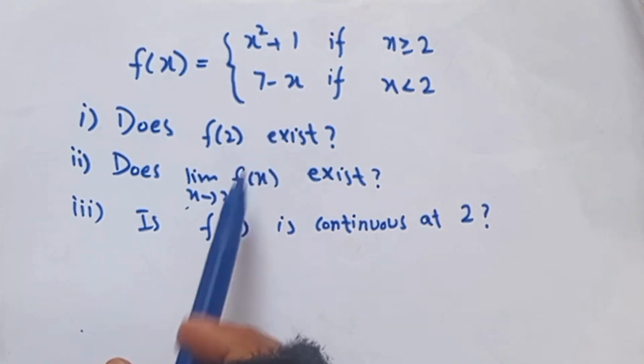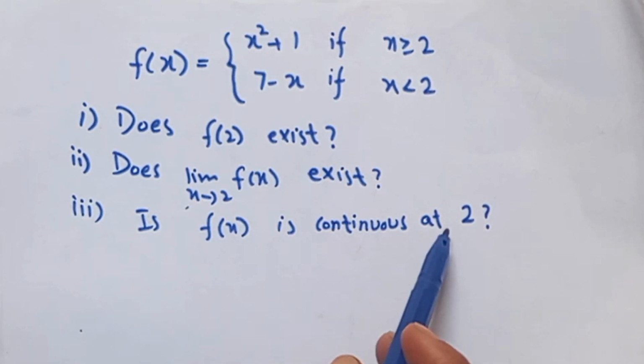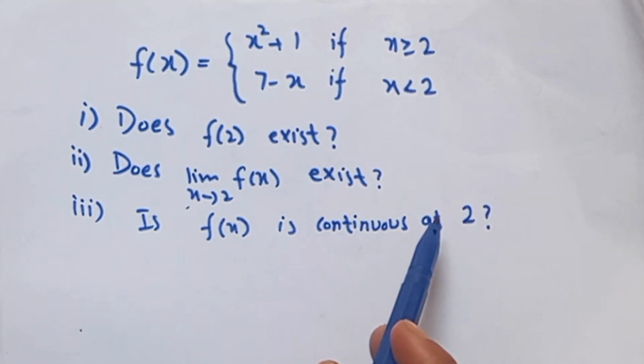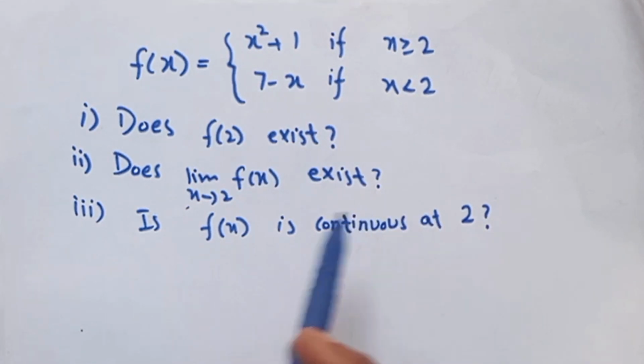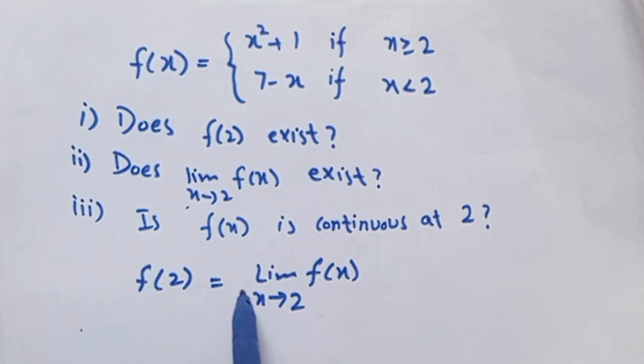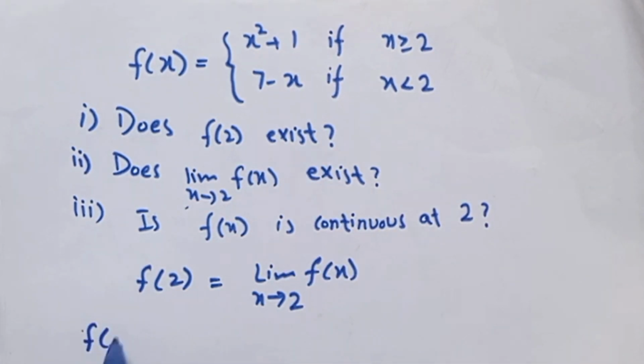So let's start. First of all, look at this. We discuss whether the function f of x is continuous at x equal to 2 or not. And we know that the function is continuous if f of 2 is equal to the limit of the function as x approaches 2. So let's start. Look at the left hand side. It is f of 2.